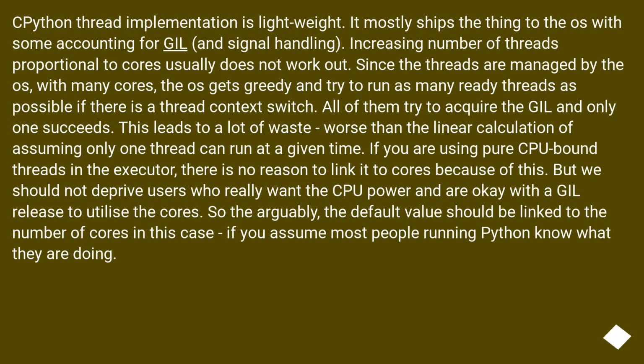This leads to a lot of waste, worse than the linear calculation of assuming only one thread can run at a given time. If you are using pure CPU-bound threads in the executor, there is no reason to link it to cores because of this. But we should not deprive users who really want the CPU power and are okay with the GIL release to utilize the cores. So arguably, the default value should be linked to the number of cores in this case, if you assume most people running Python know what they are doing.